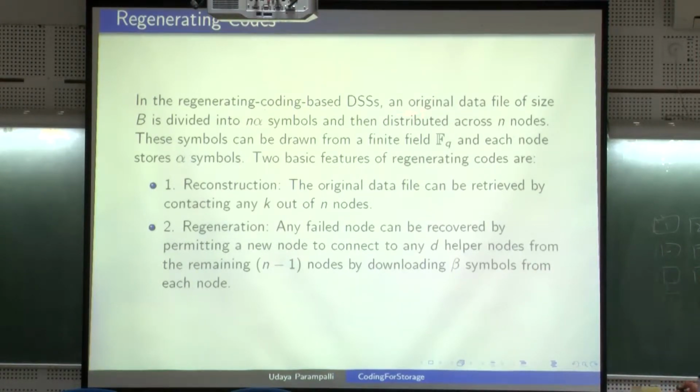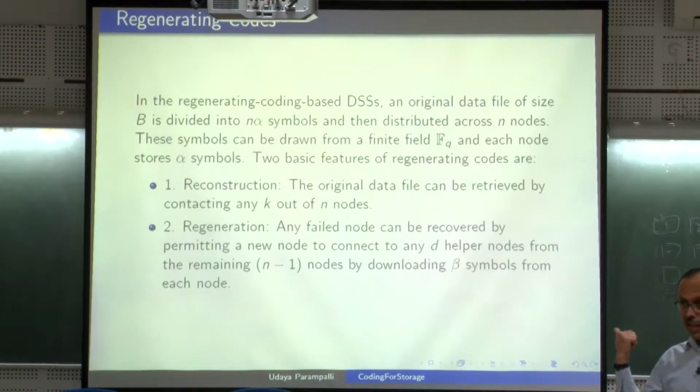The file that you want to store can be divided into n times alpha symbols and then distributed across n nodes, and these symbols can be drawn from a finite field F_Q. Each node stores alpha symbols. The basic features of a regenerative code are, first, from any k nodes the original data file can be retrieved, k out of n. And second, regeneration: any failed node can be recovered by permitting a new node to connect to any d helper nodes.